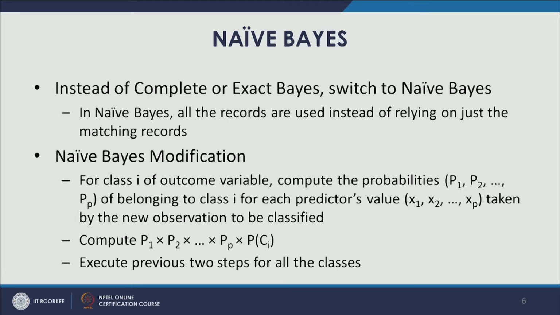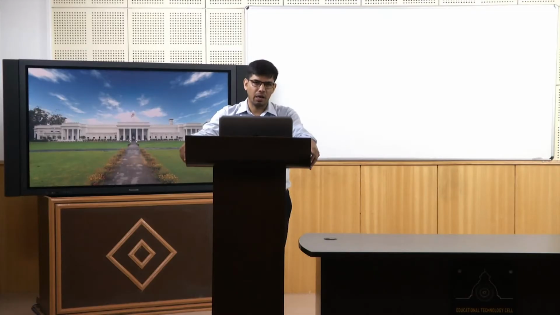Now, these two steps, as expressed in the third step, have to be repeated for all the classes. We talked about a specific class I, but there could be m classes in an outcome variable, c1, c2, c3 up to cm. For each of those classes we will have to do step 1 and step 2, and finally arrive at the values that we have in step number 2 for all the classes.